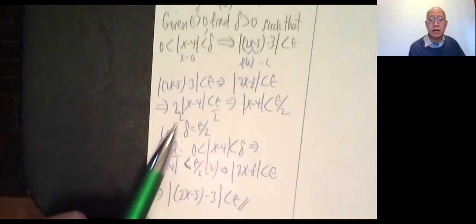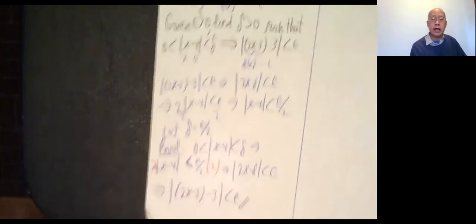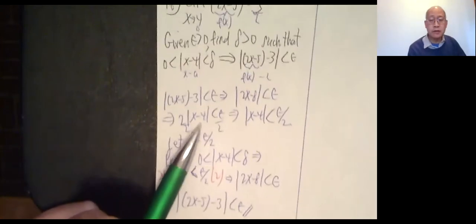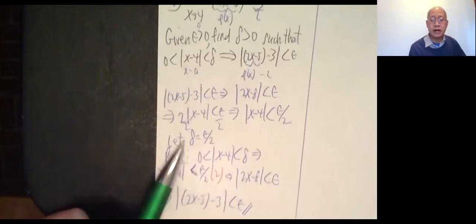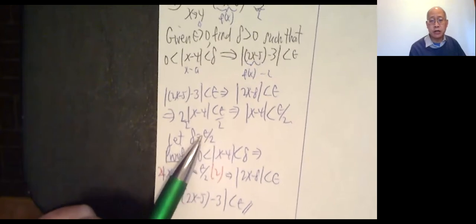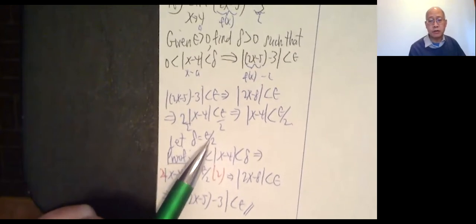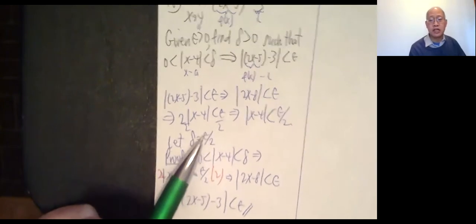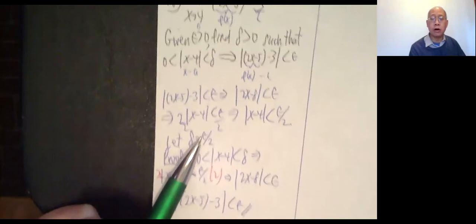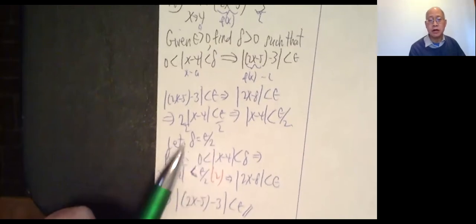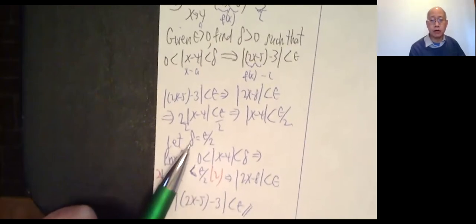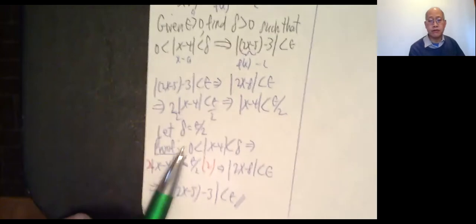Okay. Because now let delta be epsilon over 2. So now I got a rule. Whatever you give me for epsilon, I just cut it in half. That'll be my delta. If you say epsilon is 0.1, I divide it by 2. The delta is 0.05. If you say epsilon is 0.000001, I divide that by 2, and I get half of that. That will work. Okay. Then you go ahead with the proof.